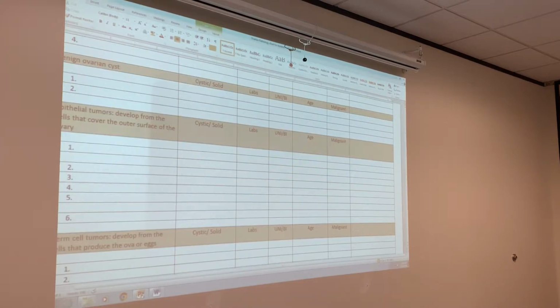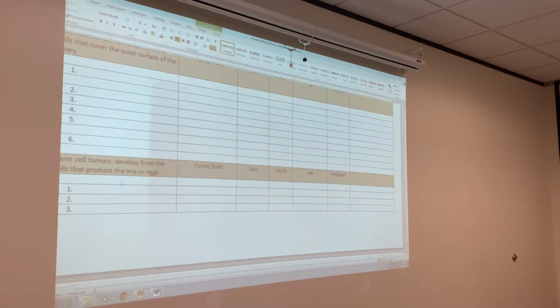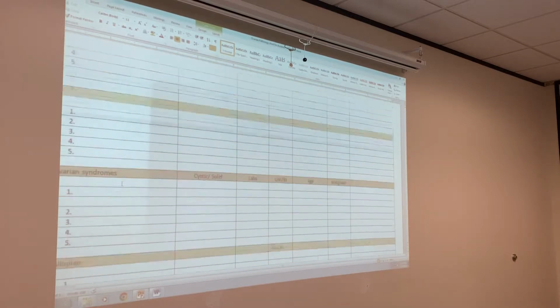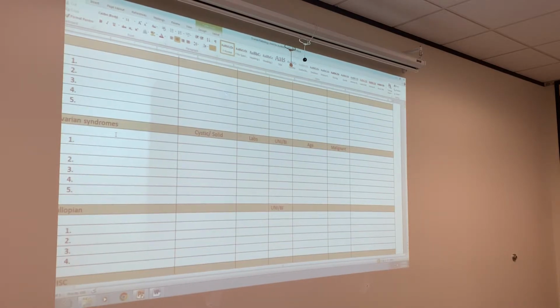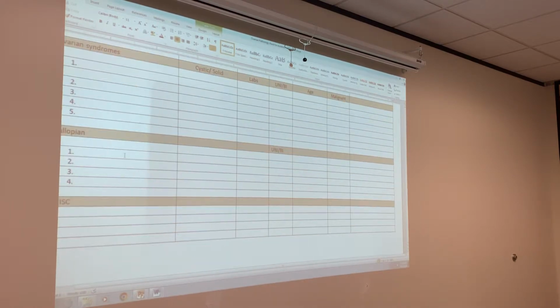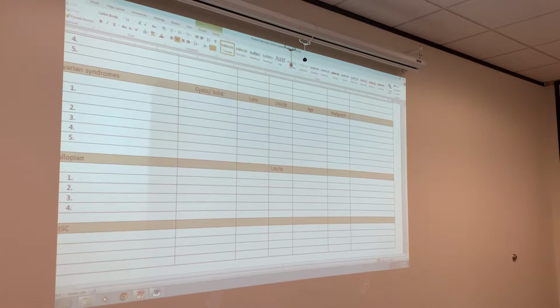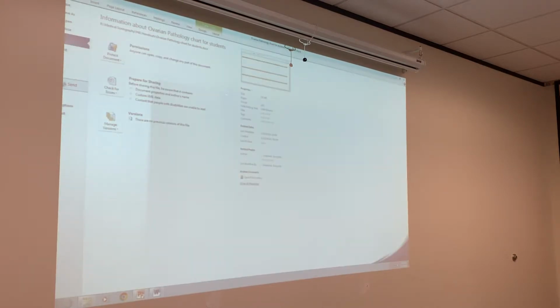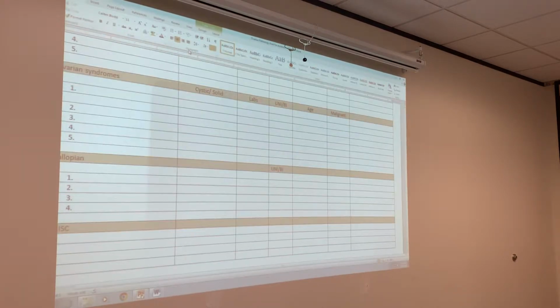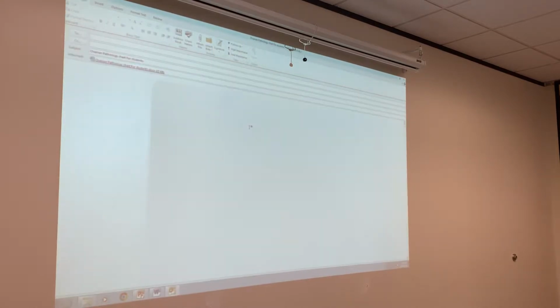Okay? You have epithelial tumors, you have germ cell tumors, you have ovarian syndromes that are mentioned within the chapter, you have fallopian pathology. I don't think any of that was mentioned in this chapter. And then the miscellaneous, okay? And that I'm going to send to you. What's the last one? I had seen miscellaneous.